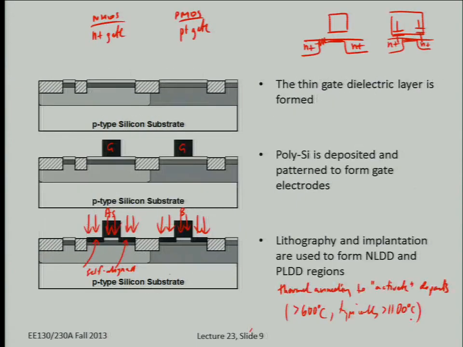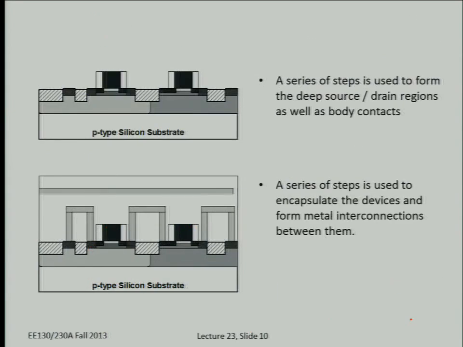Okay, so what do we do? So now the next step is to form these spacers. We form the shallow source drain regions, and the next thing is to form what we call gate sidewall spacers. Then we can do another implant step, except now we implant the dopants more deeply to form the deep source drain regions.